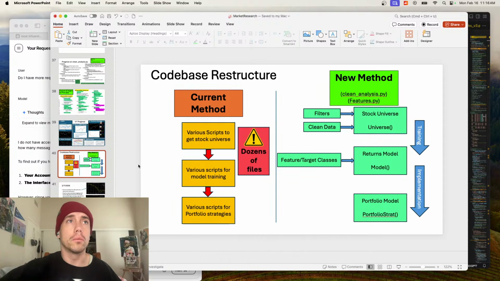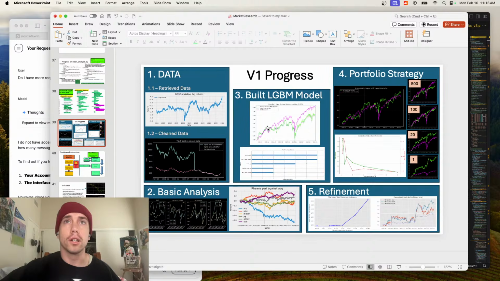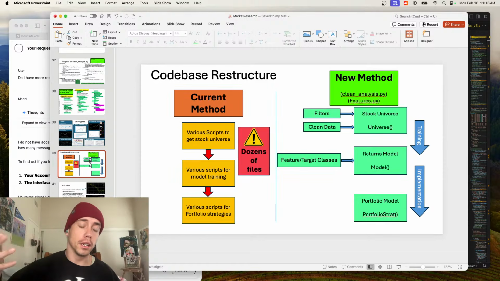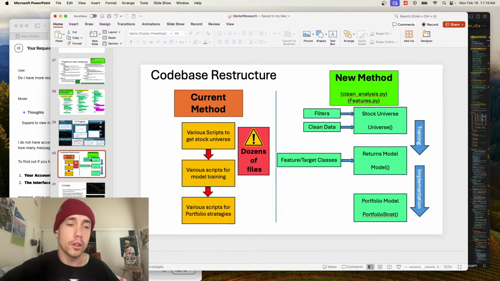I think the core problem here is I'm only getting 51.5% on the returns model. And so in this next iteration of the model, I want to be able to get 53 or 54%. And then I think that's going to translate into more robust portfolio strategies. So on the left is what I currently have.